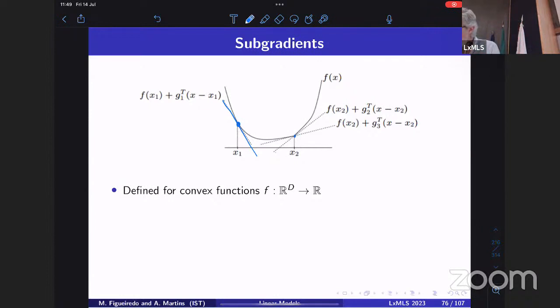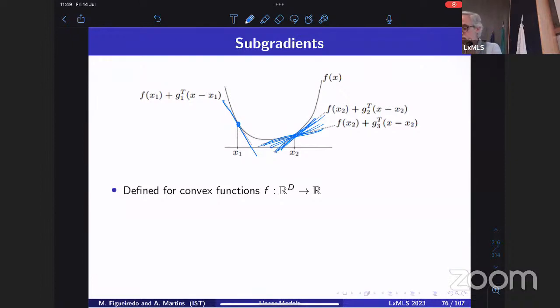So now take a point where the function is not differentiable. It has some little kink there. A subgradient in this case is the slope of any straight line, any tangent, that stays below the function. But since the function is not differentiable there, there are many. All these slopes give you straight lines that stay below the function. Any of these slopes is called a subgradient of the function, and all of them are okay in this sense. And the collection of all the subgradients is called a subdifferential.